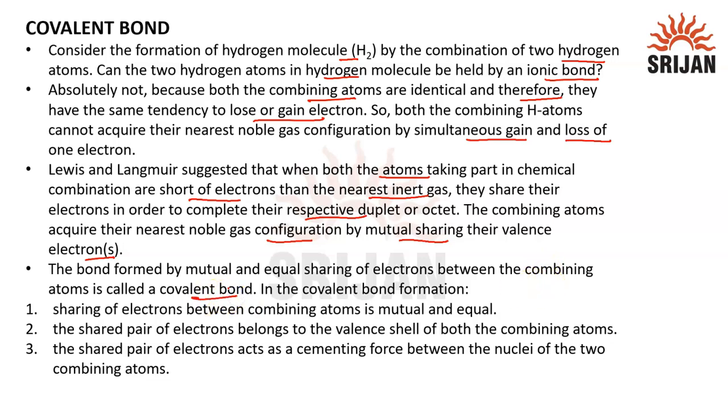So what happens in a covalent bond formation? Sharing of electrons between the combining atoms is mutual and equal, which means the electrons will be shared equally between the atoms. The shared pair of electrons will belong to the valence shell of both the atoms so that both of them can acquire stability, and the shared pair of electrons act as a cementing force between the nuclei of the two combining atoms.